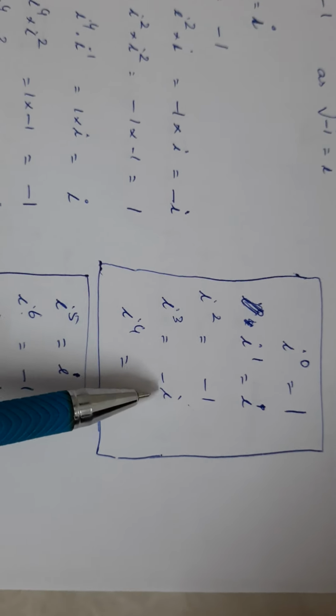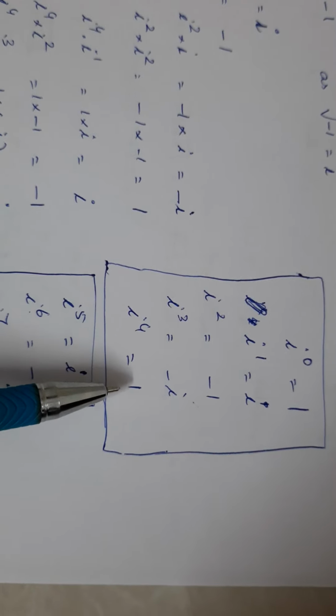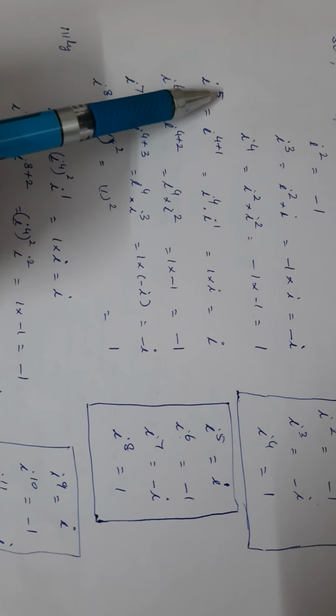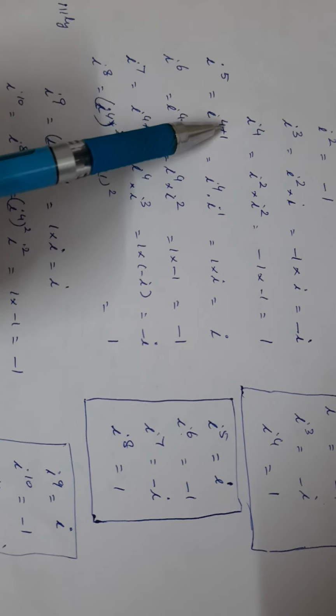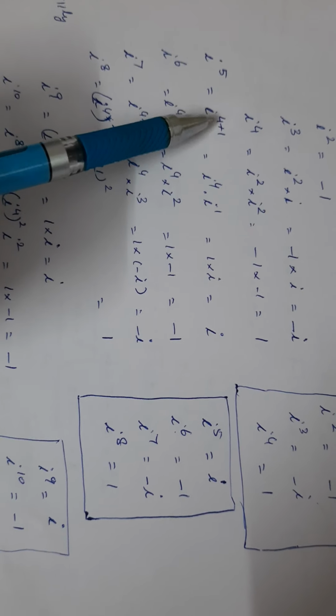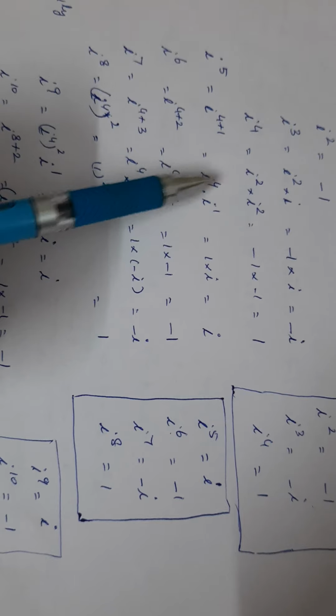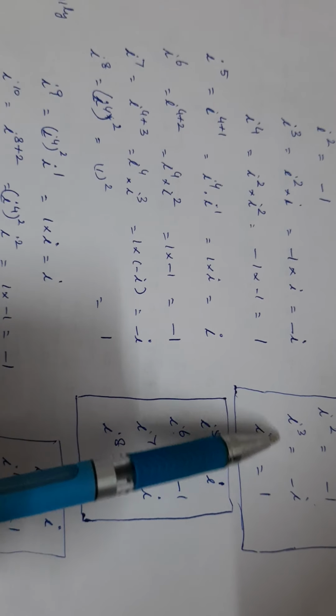I power 3 is equal to minus I and I power 4 is equal to 1. Okay. Now let us see what happened to the next powers. I power 5 is equal to, we can split this 5 as 4 plus 1. So by the exponential rule, it can be again split up as I power 4 into I power 1. Now what is I power 4? I power 4 is equal to 1.